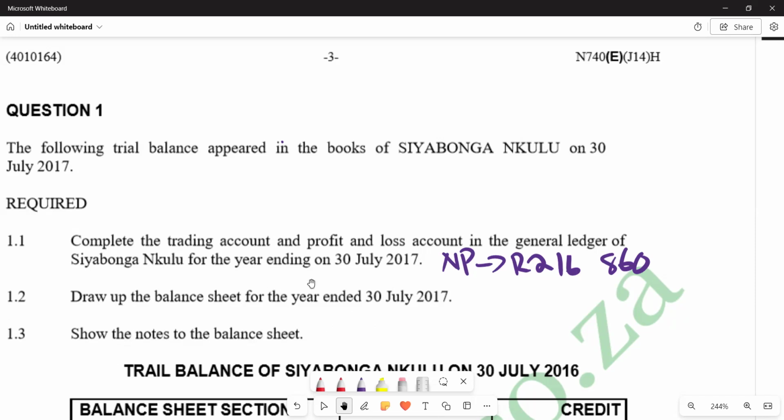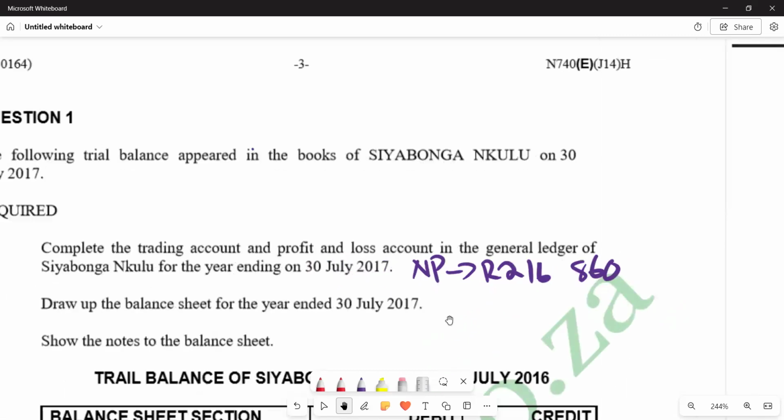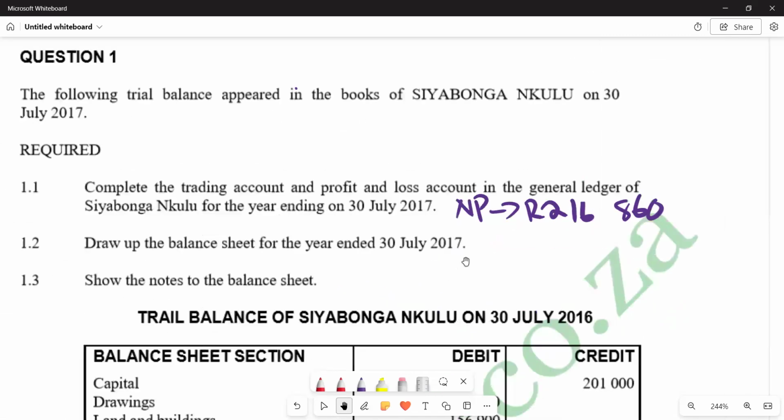1.1, we prepared it in the last videos, and we got 216,860 as our net profit. So we are just going to do 1.2 and 1.3. Remember, we are going to use this net profit figure in the notes to the balance sheet when we are calculating the closing capital figure on the note for capital. And so we will take this figure as 216,860 rands.